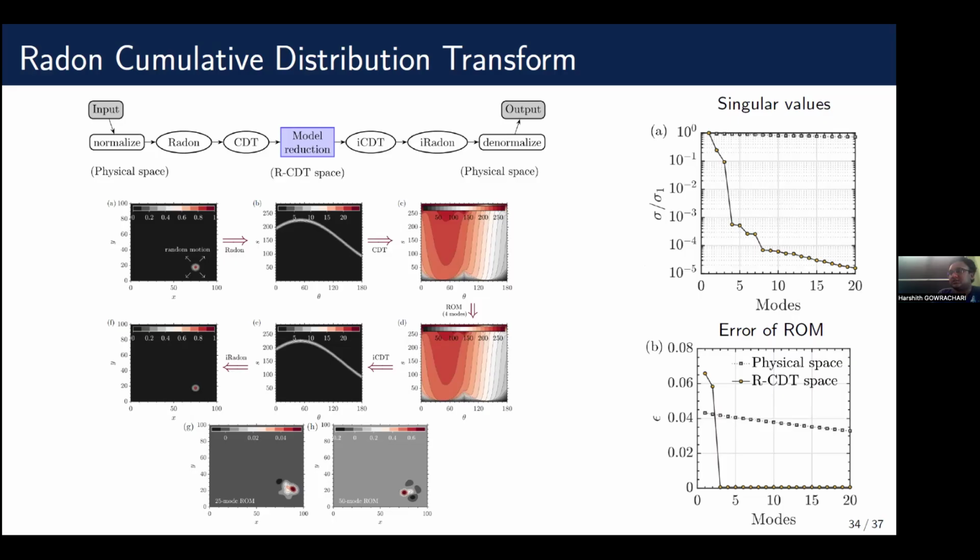This is just in the physical plane without doing any transformation. This is after the transformations. Then you build your reduced order model in the transform space, the RCDT space, and you also do predictions in the RCDT space. Then you do inverse CDT and inverse Radon to get back to physical space.